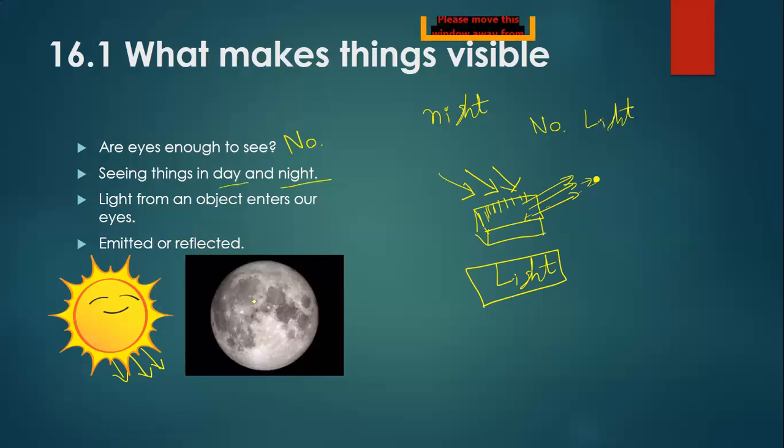While the moon, we all know that the sun's rays fall on the moon's surface, then it gets reflected and then we can see the moon from Earth. Right? So the light may be emitted by the object or reflected by it. The object can either emit light or the light gets reflected from its surface, and then you can see it when the light from the object enters your eyes.